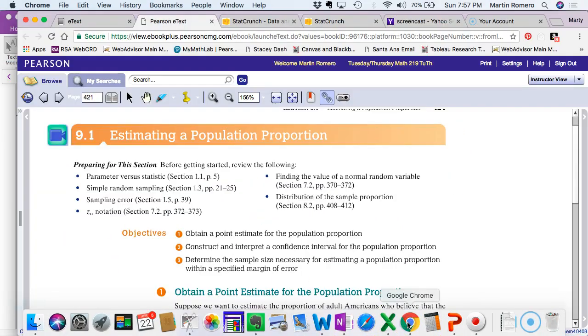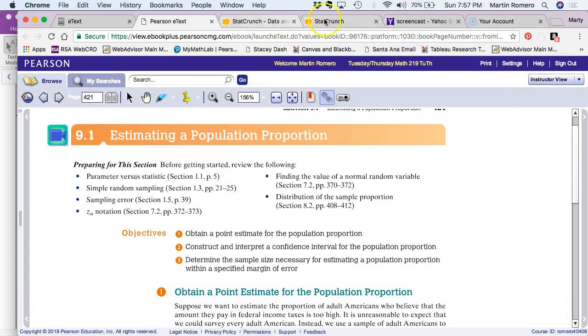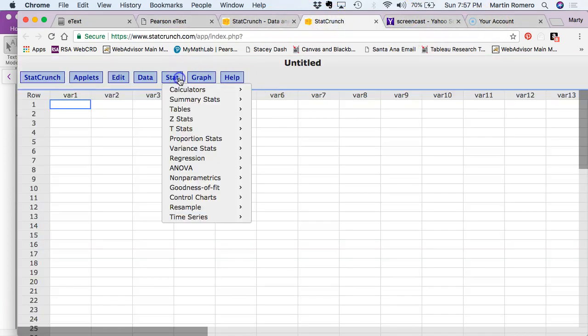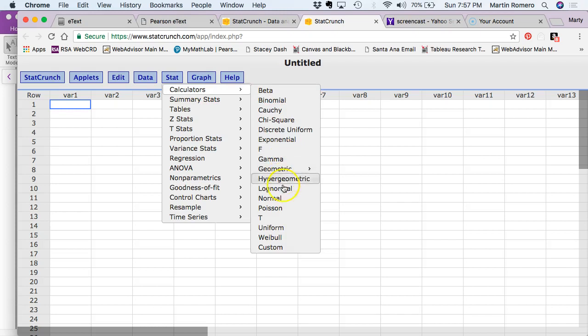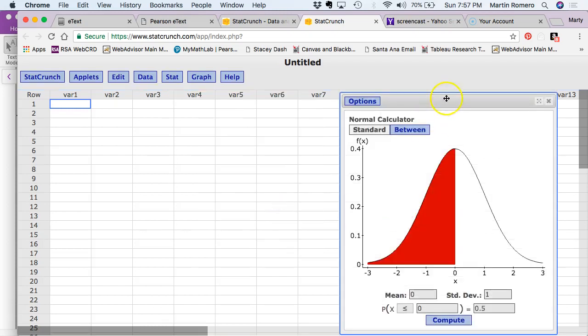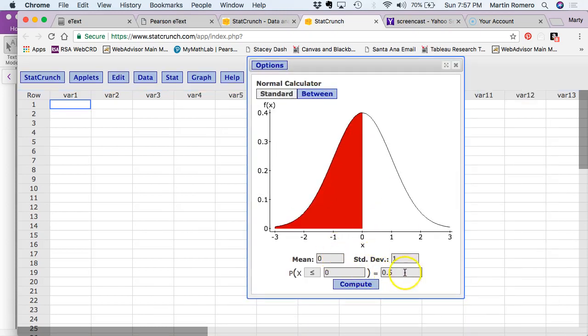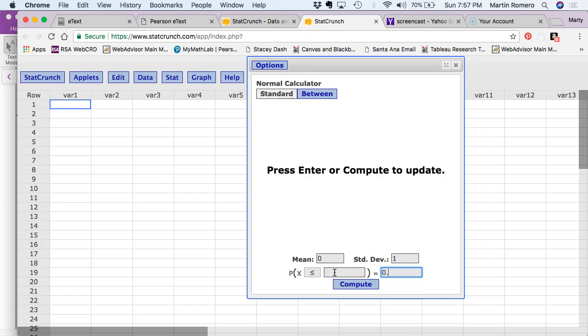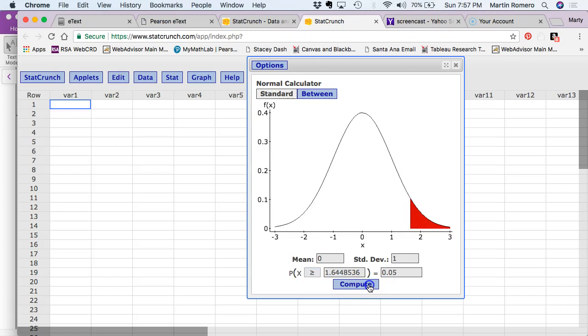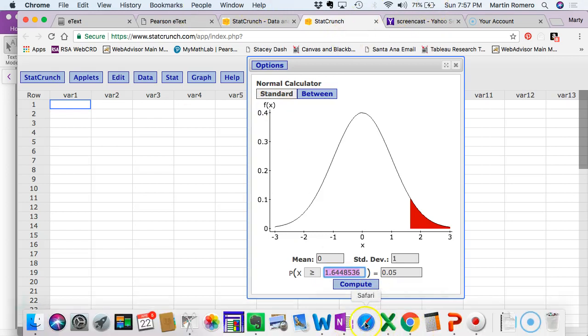All you need to do is go to StatCrunch, calculator, normal, and what you do is you put 0.005 here, change to greater than, compute, and there is your critical value, 1.64. 1.64 is your critical value there.